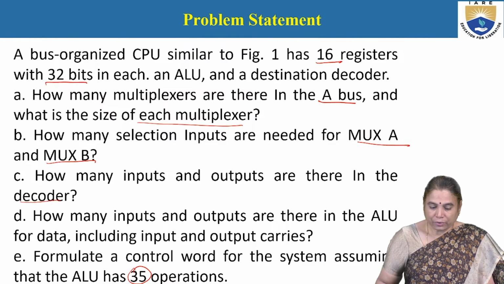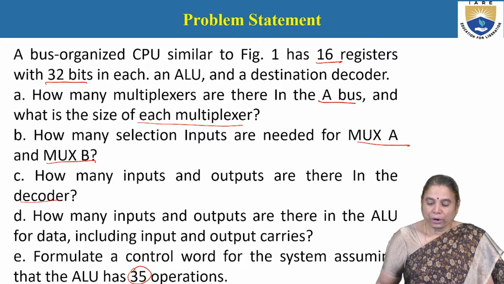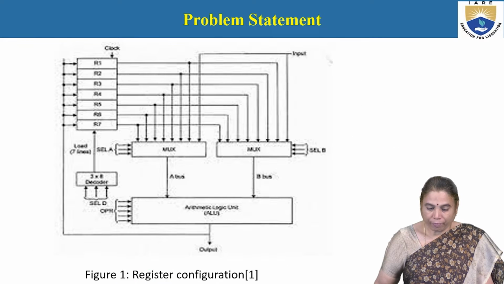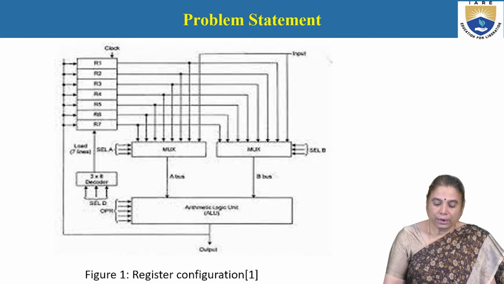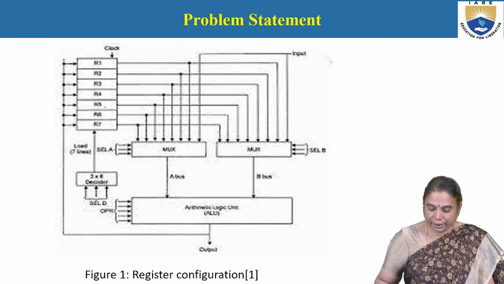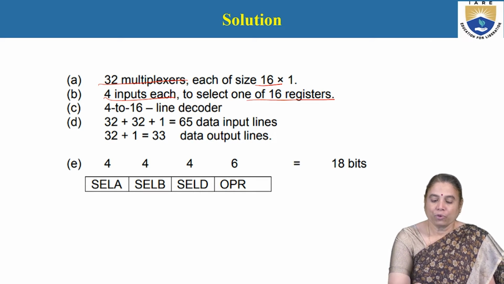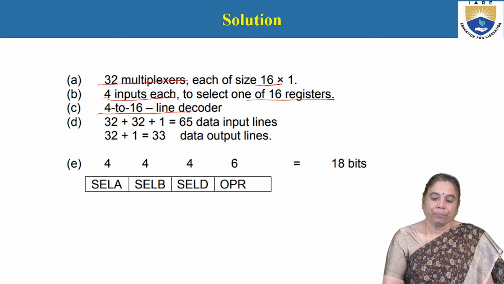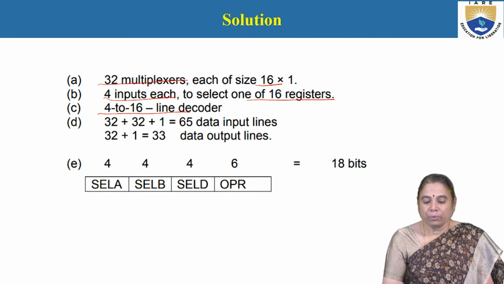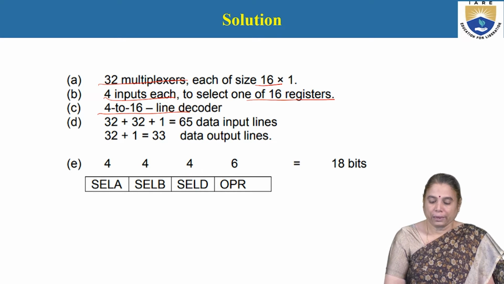Next, the third question is, how many inputs and outputs are there in the decoder? The decoder is a 4 to 16 decoder, because here 16 registers are there. So 4 inputs have to be taken and 16 outputs can be produced by the decoder.